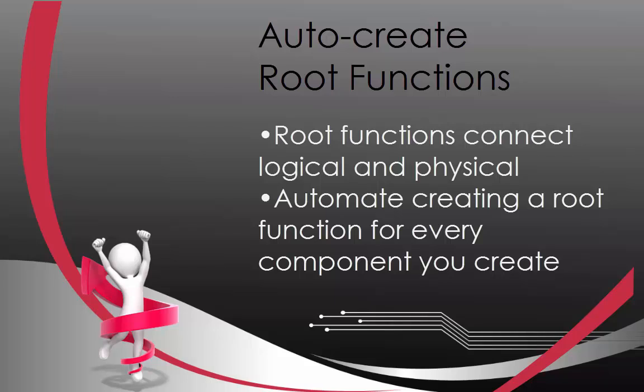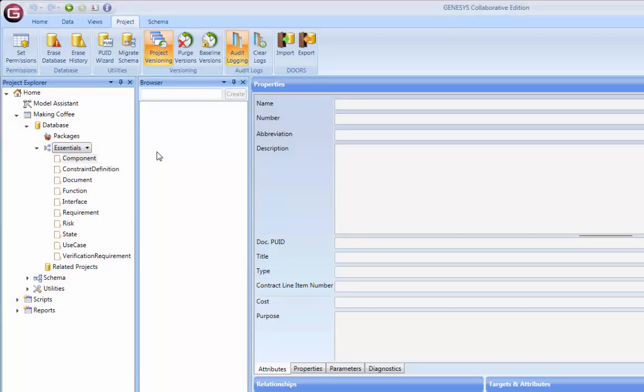Root functions are an essential connector between the logical and physical aspects of the model. This option automates the process of creating a root function for every component you create, moving this sometimes cumbersome task behind the scenes. As we work through the features of the Model Assistant, we'll use a model I've created that captures an overview of making coffee.